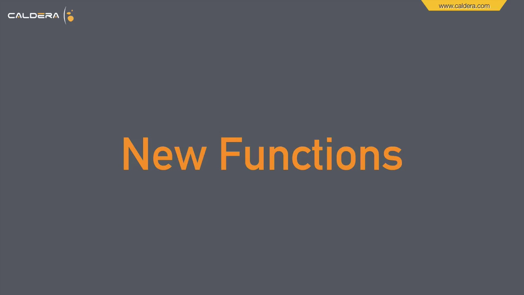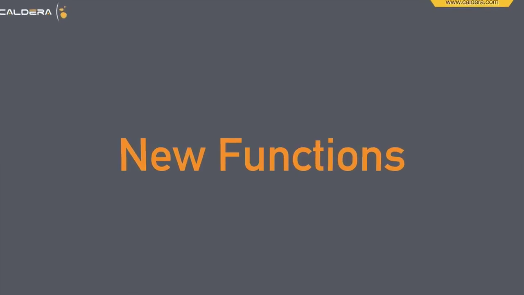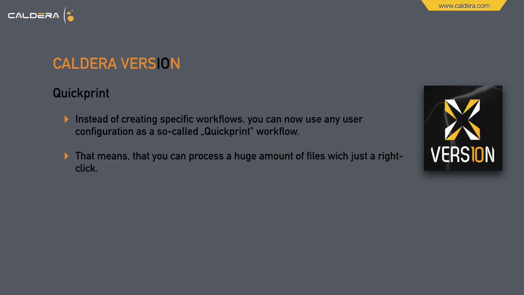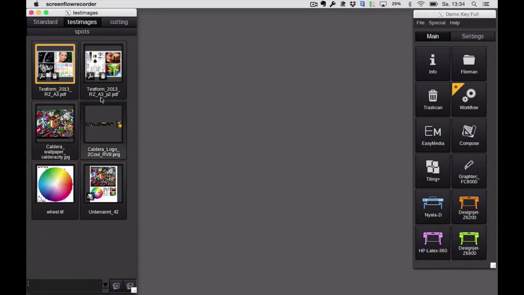So after new design and new performance, let's look at the new functions in version 10. Let's start with Quick Print. Instead of creating specific workflows, you can now use any user configuration as a so-called Quick Print workflow. That means that you can process a huge amount of files with just one right click. So let me demo that for you.